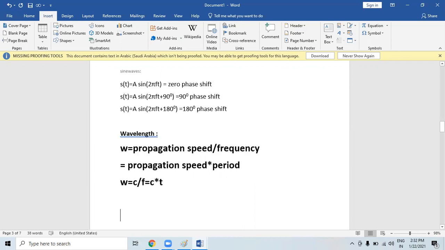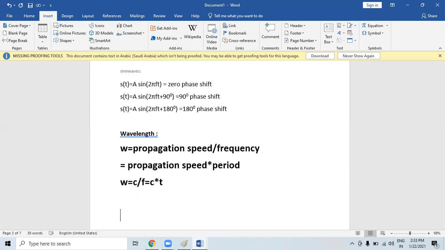Wavelength is another important characteristic of a signal traveling through a transmission medium. So wavelength relates the frequency of sine waves with the speed of propagation, as follows in the formula. So the wavelength of a signal depends on the medium. In data communication, the wavelength is used to describe the transmission of light in an optical fiber.